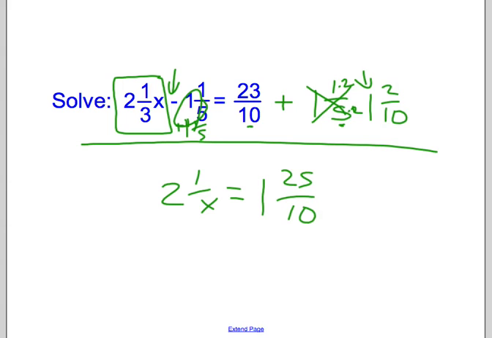Ooh, that doesn't look right. That should be 2 1/3 x. We'll see if I can get it erased. If I need to rewrite it. Okay, one more time. All right, there we go. So this was 2 1/3 x.